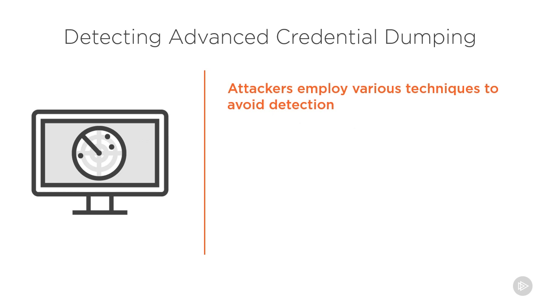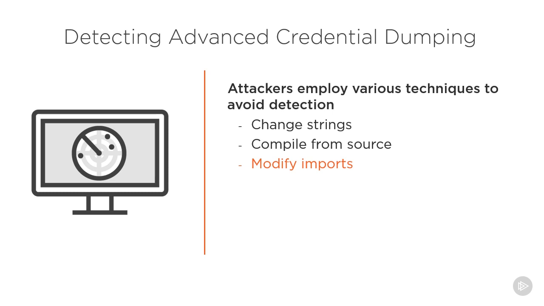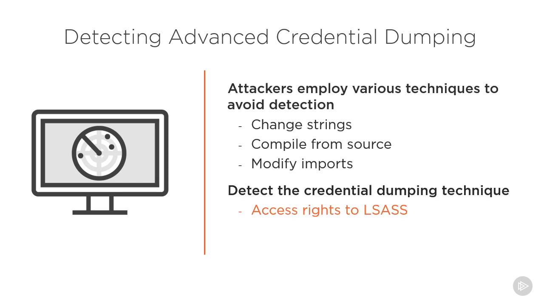Attackers want to stay ahead and will employ various techniques to avoid detection, such as changing common strings and parameters that don't impact functionality. Compiling from source will also remove some of the known parameters. The list of imports can also be modified. This is why we'll be focusing next on a different, more advanced technique for identifying credential dumping.